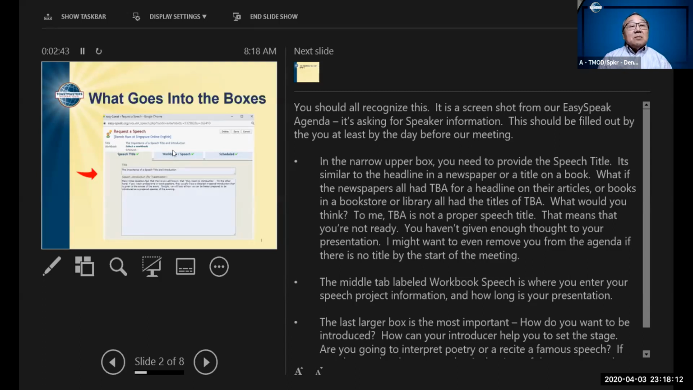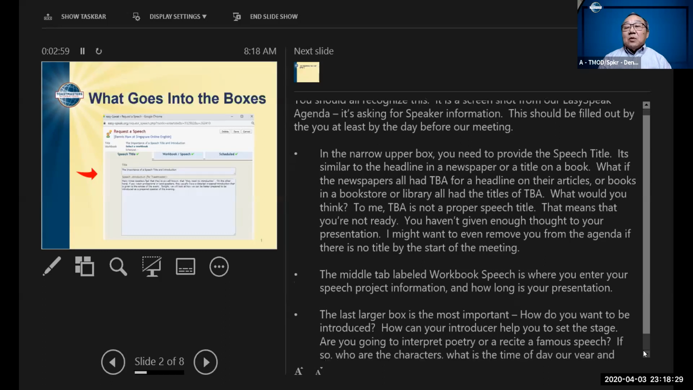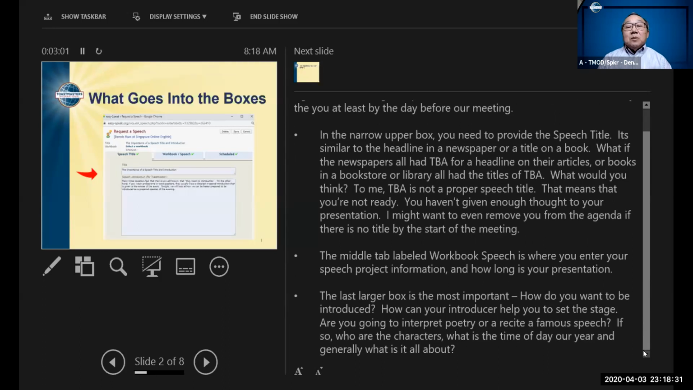Now, on this middle tab, what you'll see is labeled workbook speech, and this is where you enter your speech project information, and it also will let everybody know how long your presentation is. And on the bottom, this larger box is probably the most important area to be filled in. It's how you want to be introduced. How can the introducer help set your stage for you?